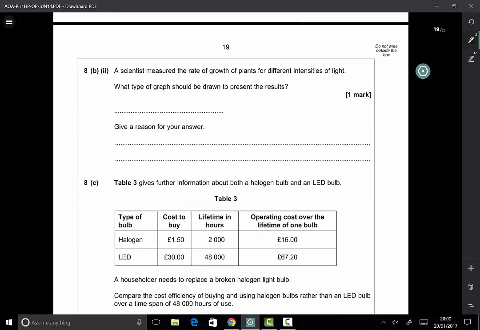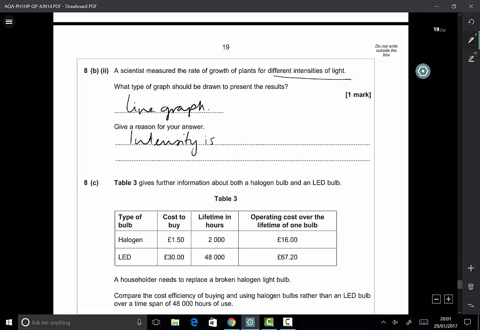Scientists measured the rate of growth for plants for different intensities of light. What type of graph should be drawn? So different intensities, that's going to be a continuous variable. You could get any different value of the different intensity. If your independent variable is continuous, it's a line graph. Intensity is a continuous variable. Nothing about it being easier to read or anything like that. It's whether it's a continuous or a categoric variable. Continuous gives us a line graph, categoric gives us a bar chart.